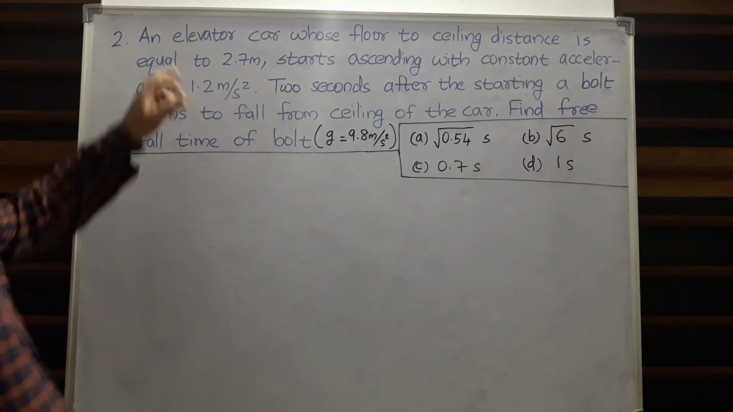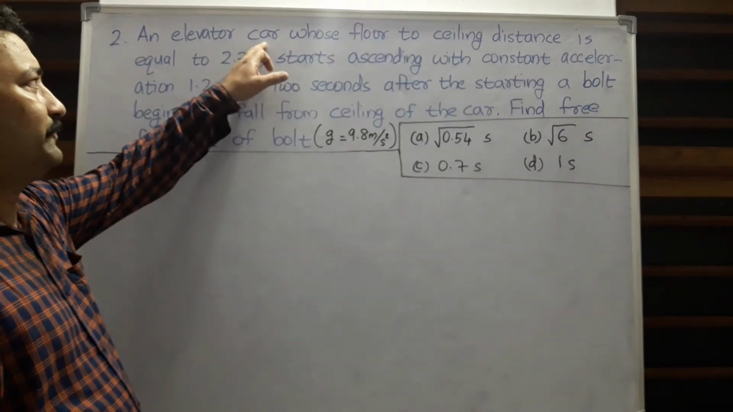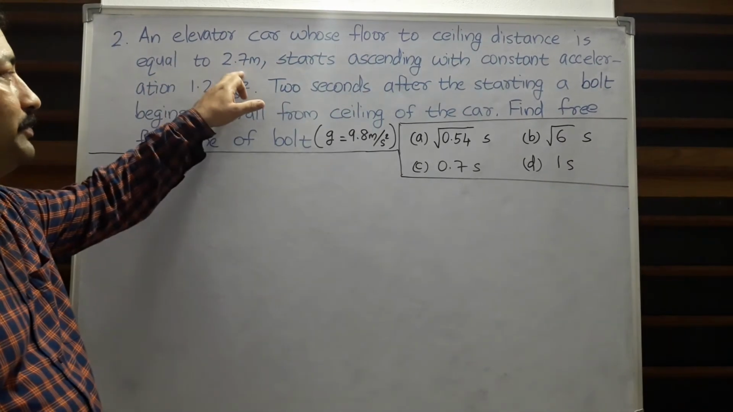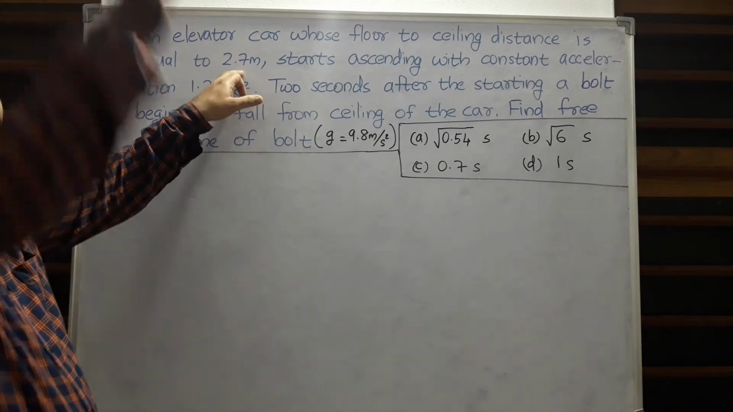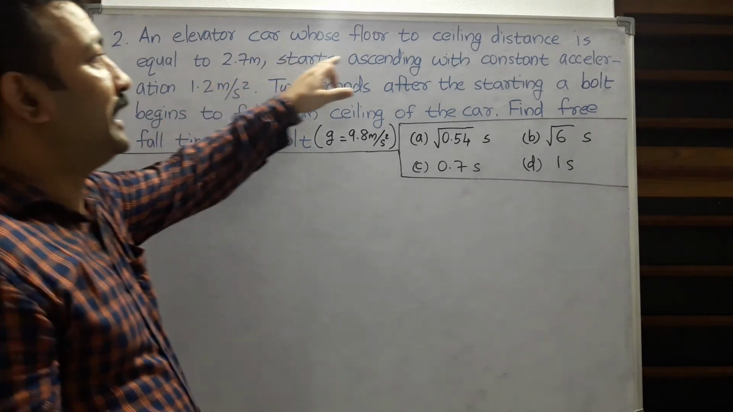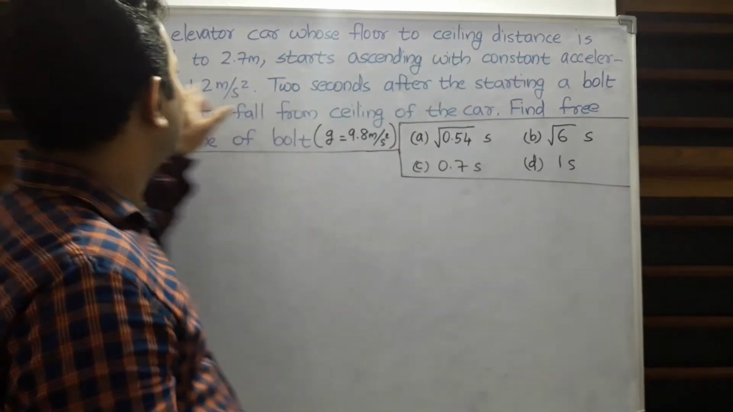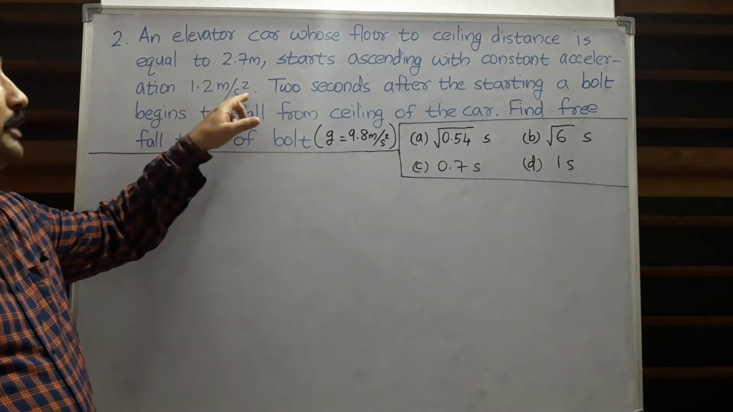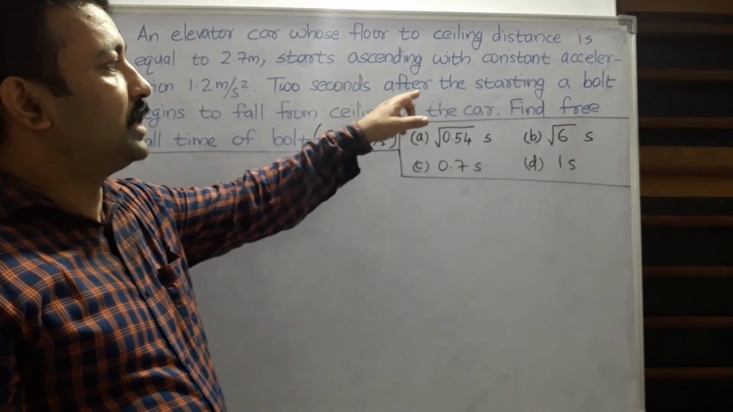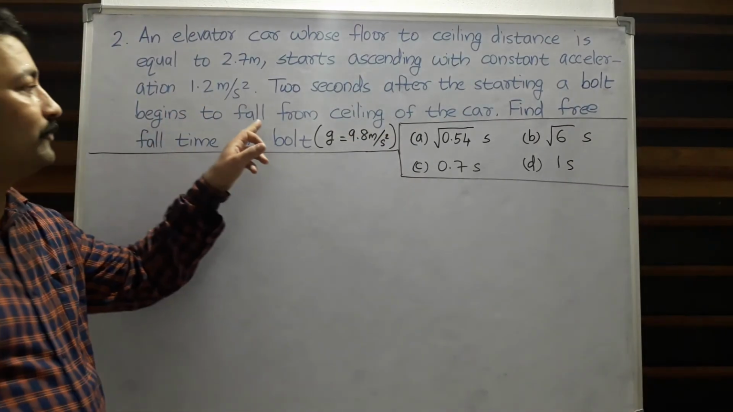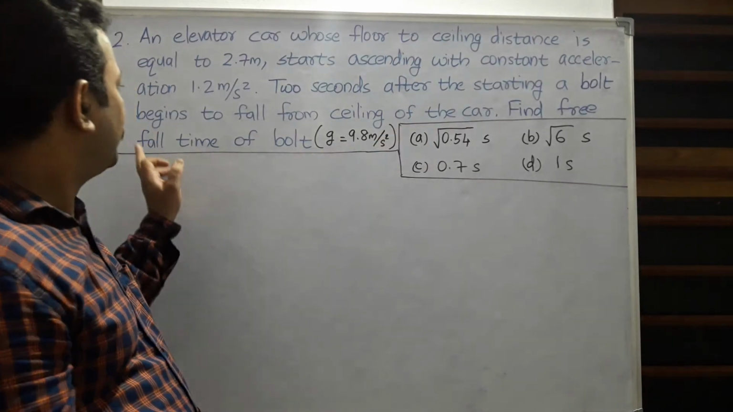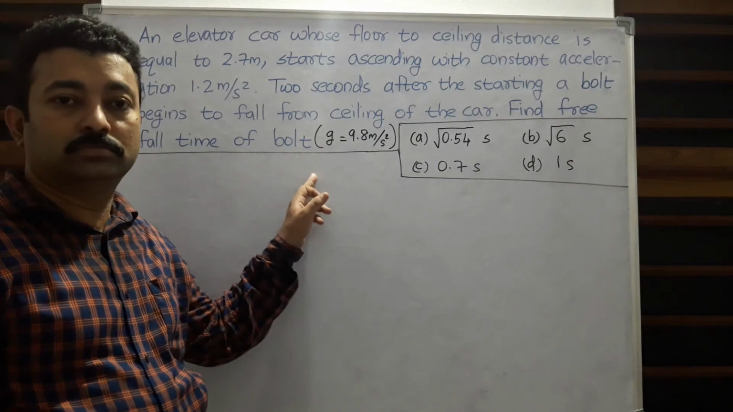Here an elevator car or a lift whose floor to ceiling distance is equal to 2.7 meter, that means the lift's total height is 2.7 meter, starts ascending with constant acceleration 1.2 meter per second square. 2 seconds after the starting, a bolt begins to fall from the ceiling of the car. Find the free fall time of the bolt.